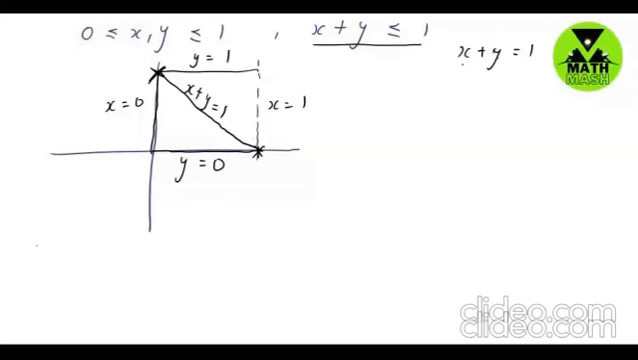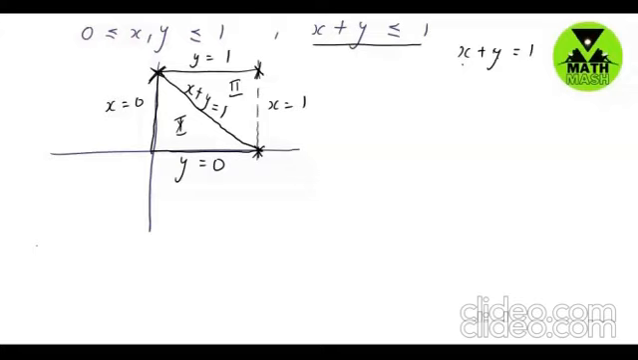Now we have to find out the common region for this. Either we have this region or this region, the first or the second. So we have to find out which one is the region. Simply pick a point from any of the two regions. Let me take the point from this region.